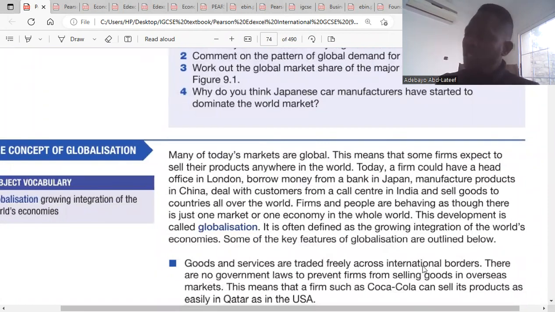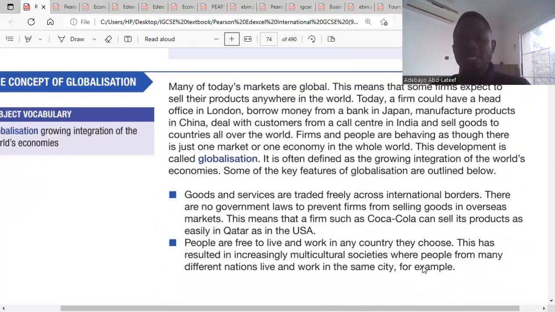Globalization occurs as a result of trends and people behaving as though there is just one market or economy in the whole world. So globalization means that we all are behaving like we have the same market. That means everything around the world is the same. That means I can have access to what you have access to, and you can have access to what I have access to. That is our perception about the world. That is what globalization is about. I think it's clear. All right, so what are the features of globalization?